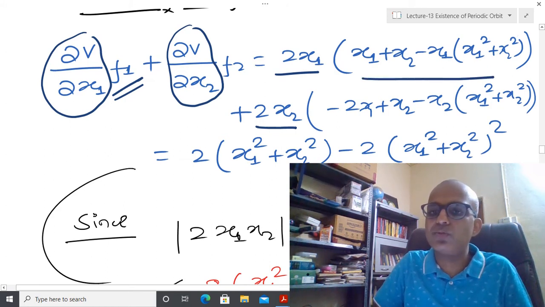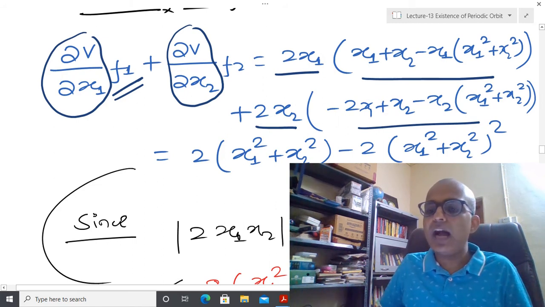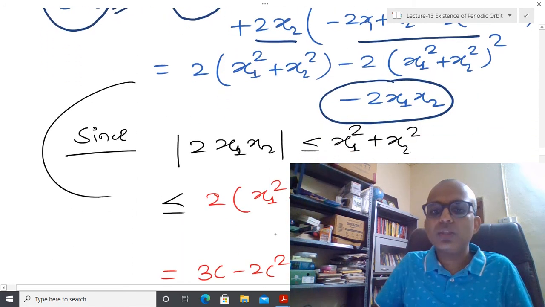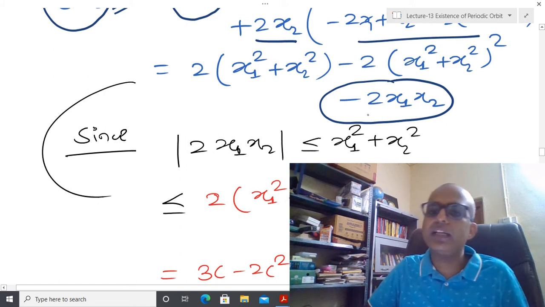Same kind of things I have substituted here, and after that I have done the manipulation, and you can see that if you have this kind of term 2x1x2, it is possible to show that 2x1x2 is less than or equal to x1 square plus x2 square. So you see here, I cannot maintain the same kind of sign if I want this kind of inequality. So what we are going to do, first we are going to take the worst case. Most of the time whenever we are formulating an inequality, we are considering the worst case.